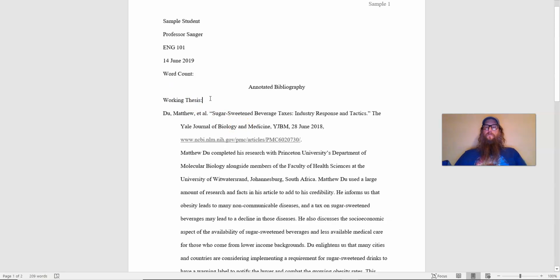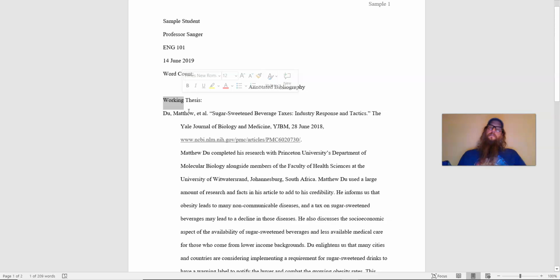Now, by next week, you should be starting to think about your working thesis, right? Which is, where do you stand on this question of whether the government should tax sugar? Or where do you stand on this question of whether we need to have more government regulation on e-cigarettes? That's the working thesis, right? You know what a thesis is. You had one in the op-ed. A working thesis, that just implies that it might change, right?